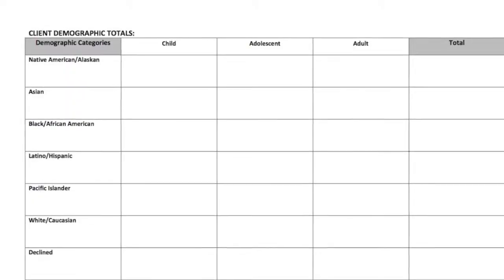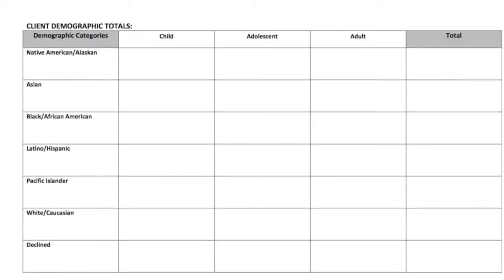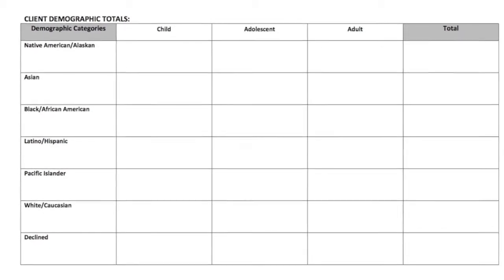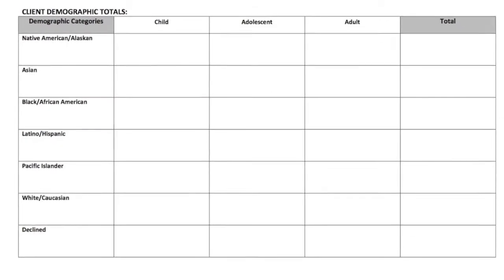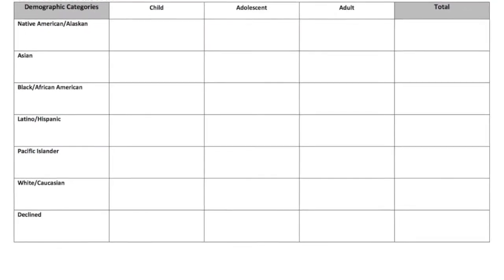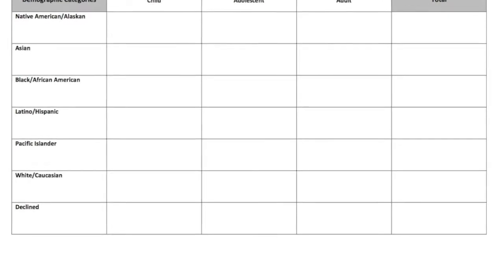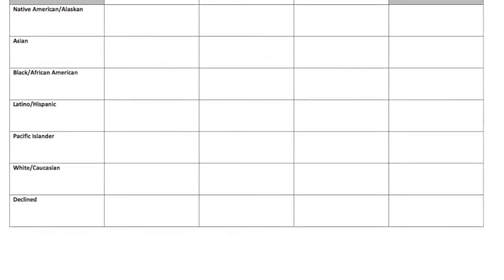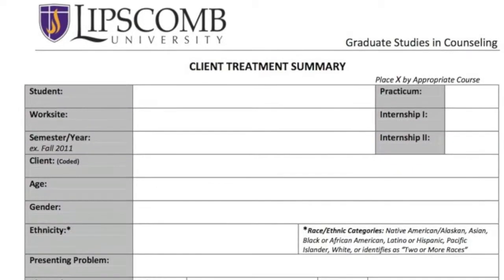Let's see. We do also have a demographic form that we like to see at the end of the semester as well. So when you turn in that final semester log, you'll also be turning in your demographic totals. That just helps us see what types of clients you're seeing. One thing that you'll need to complete on each client is a client treatment summary.